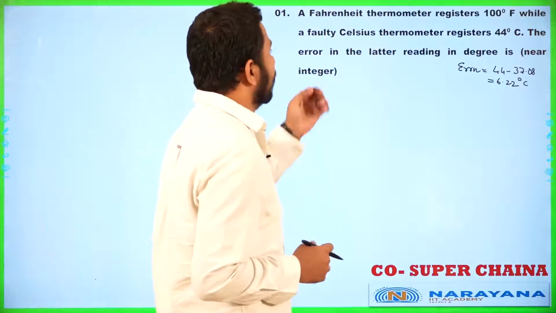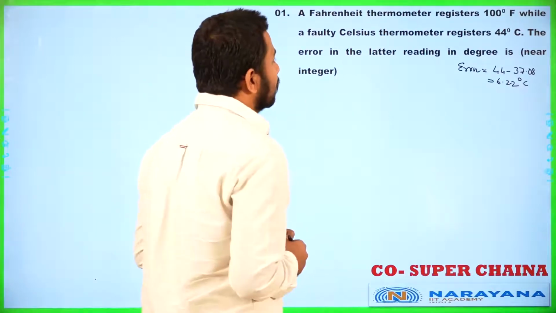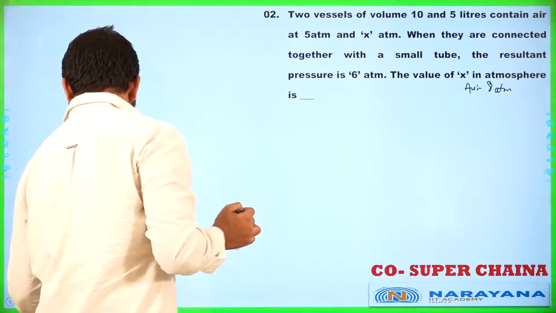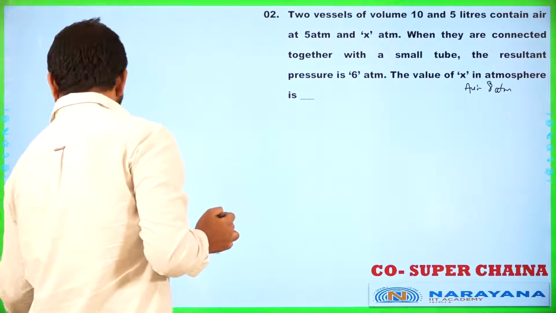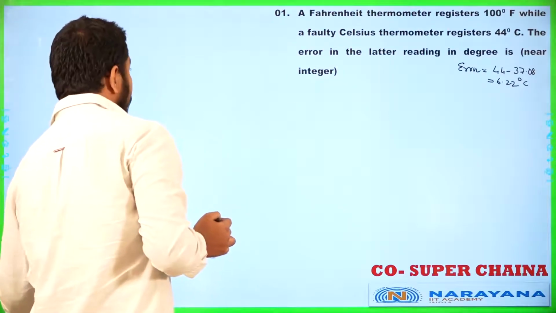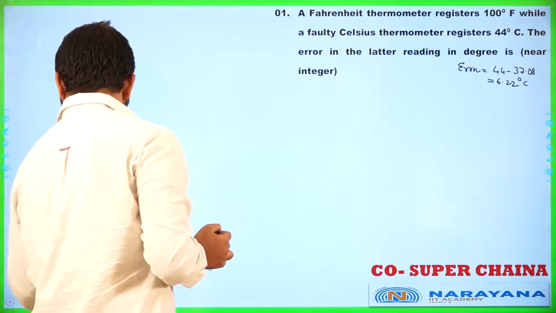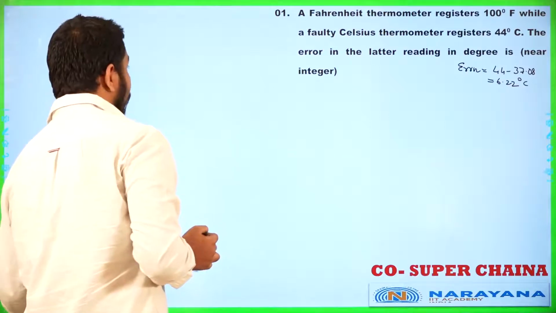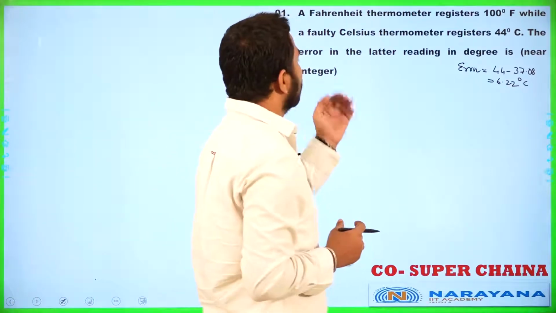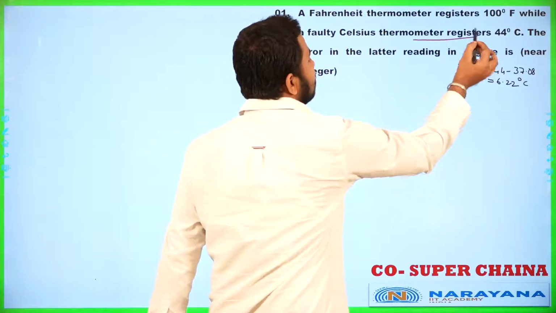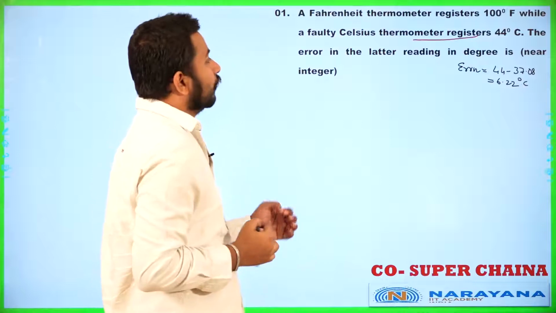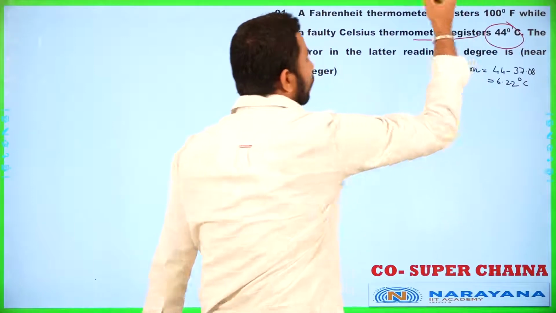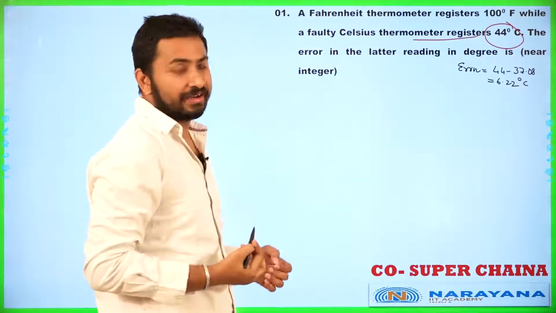First question: a Fahrenheit thermometer registers 100 degree Fahrenheit, while a faulty thermometer registers 44 degree Fahrenheit. So for 100 degree Fahrenheit, the faulty thermometer is registering 44 degree. We have to find how much the error is.